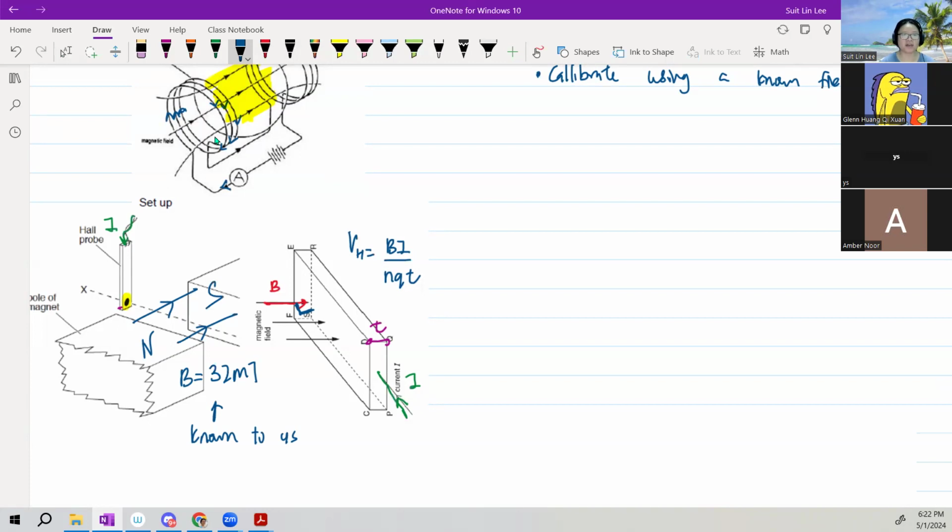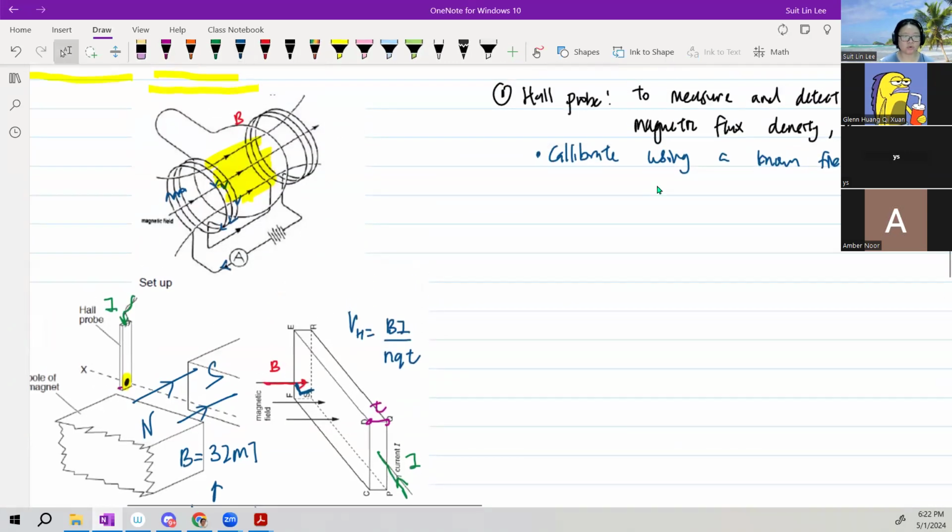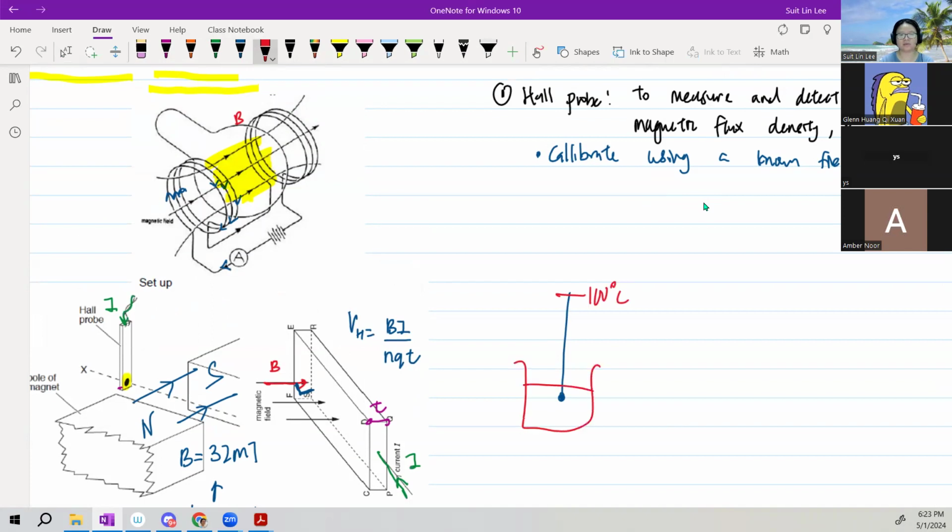So another example of calibration using something that you already know is like you calibrate a thermometer using a known boiling point. So if you take a thermometer and you want to draw the scale, how do you know how long is 100 degrees Celsius? You stick it inside boiling water. This is 100. So this one will be inside boiling water. And then after that, you stick it inside melting ice. And then your thermometer maybe has this length, and you mark this one as 0 degrees Celsius.